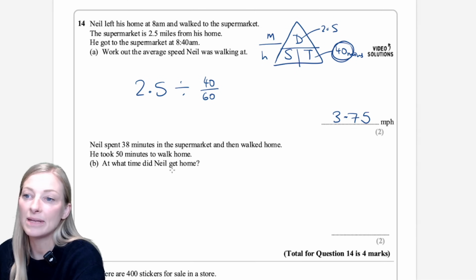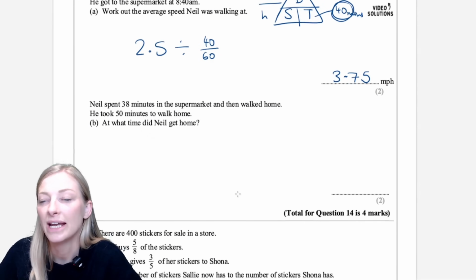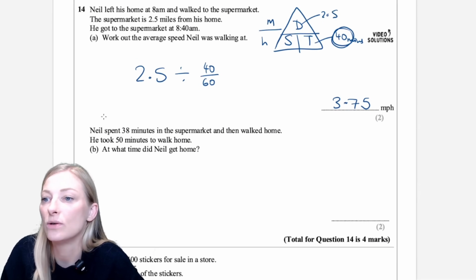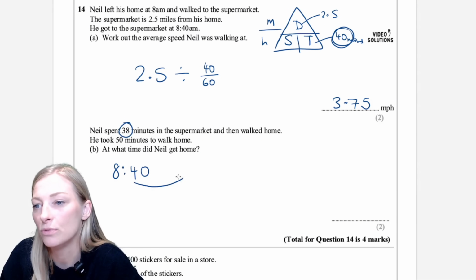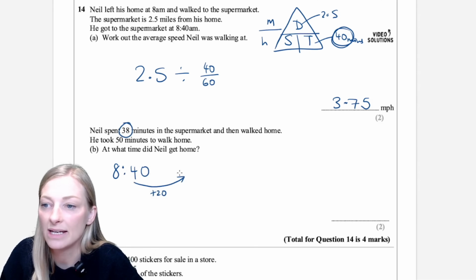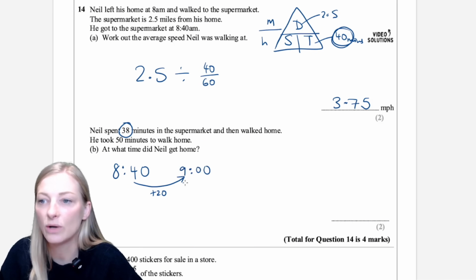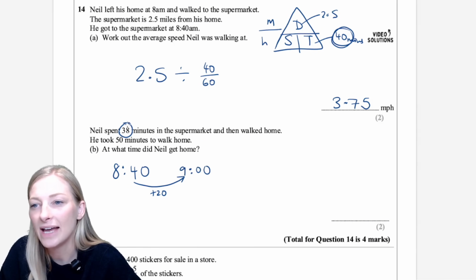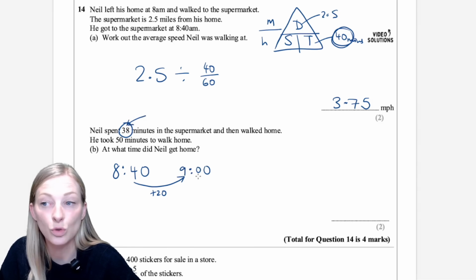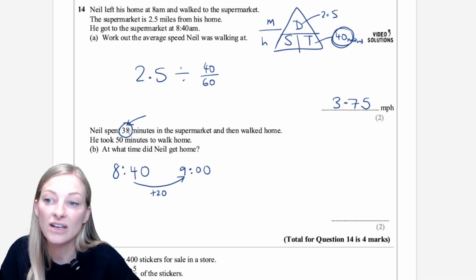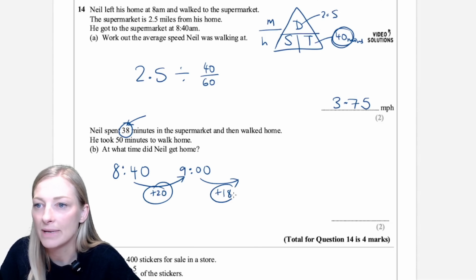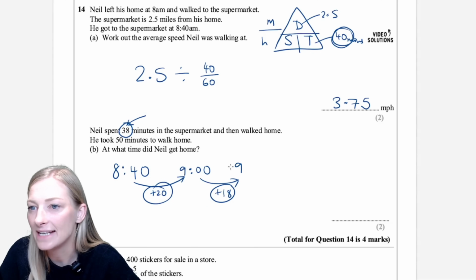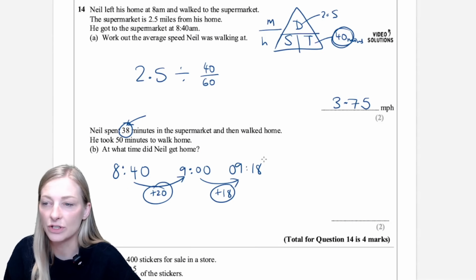Neil spent 38 minutes in the supermarket and then walked home. He took 50 minutes to walk home. At what time did Neil get home? So we know he arrived at the supermarket at 8:40. He spent 38 minutes in the supermarket. So I like to do this by moving along. I know that 20 minutes would get him to 9 o'clock. So I always like to go to the next hour. And then if we're trying to add on 38 and I've added on 20 to get to 9 o'clock, I've got another 18 to go, because these two would then make 38. And so 9:18 is when he's done at the supermarket.